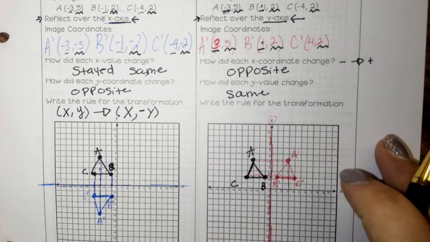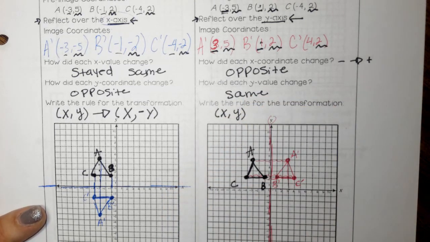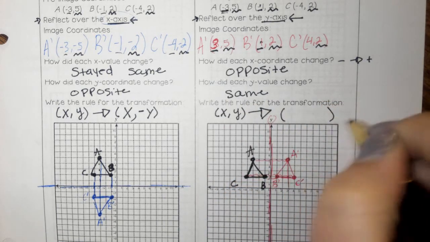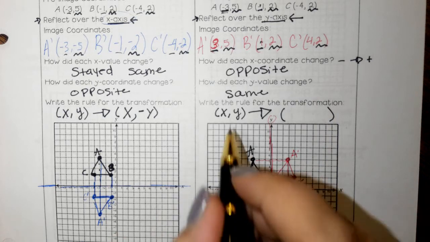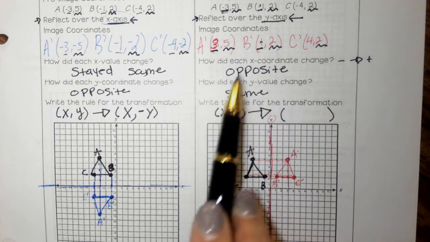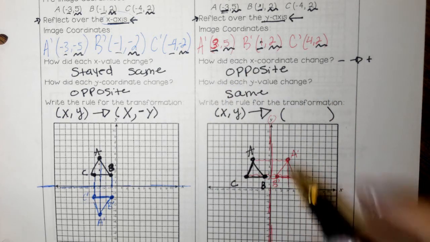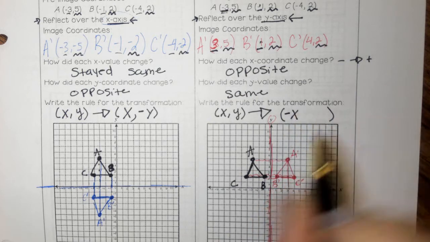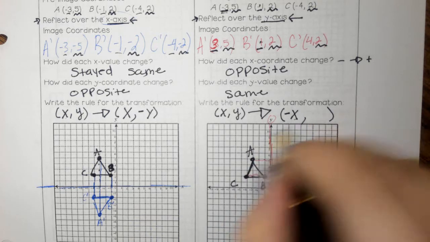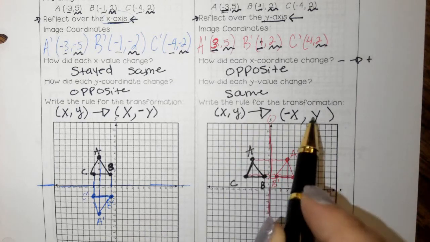Now I'm going to write the rule for that transformation. So we start with a normal ordered pair x, y. And I want to know how I'm going to transform it. I'm going to write an algebraic rule for the transformation. This is the pre-image. How do I write the image? All of my x values are going to be opposite. To write opposite x, we write a minus sign and an x, because this says the opposite of x, comma, the y value stayed the same, so I'm just going to have a normal y exactly like I did before.